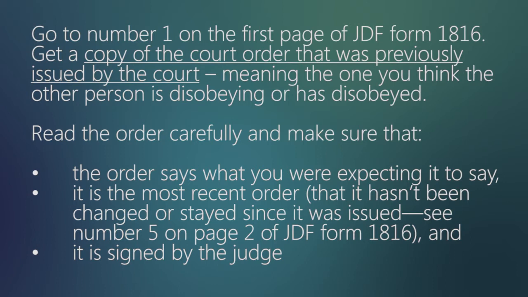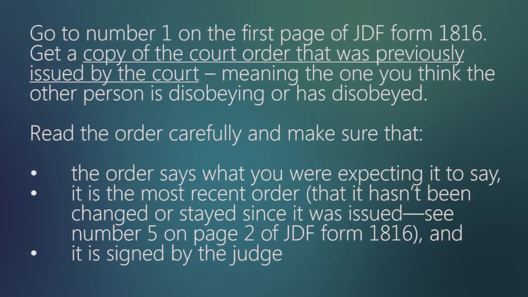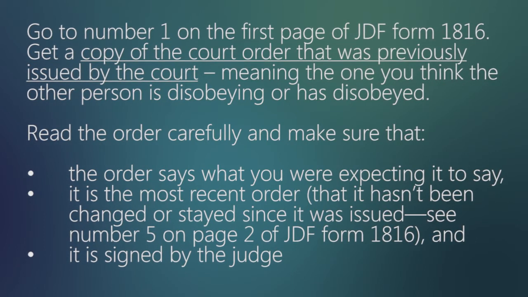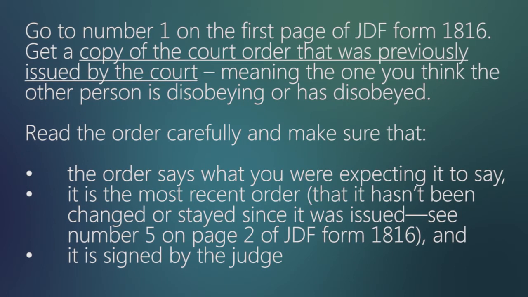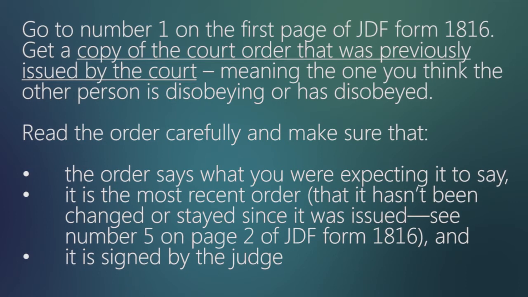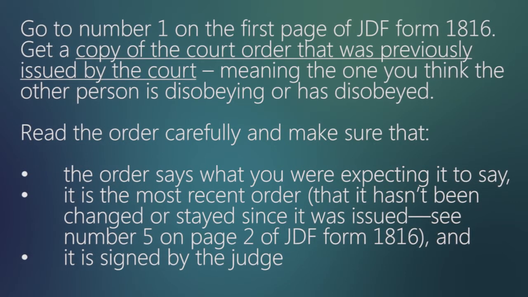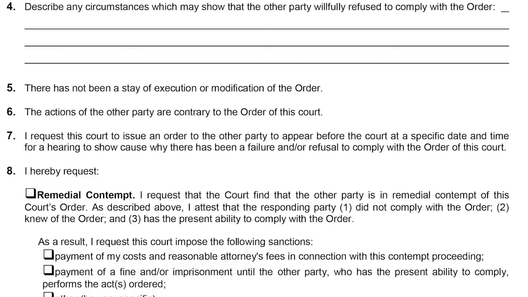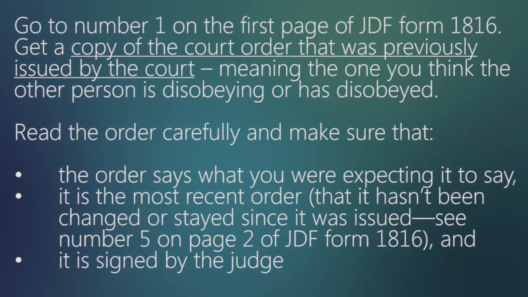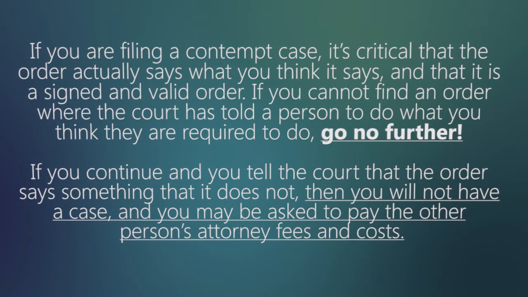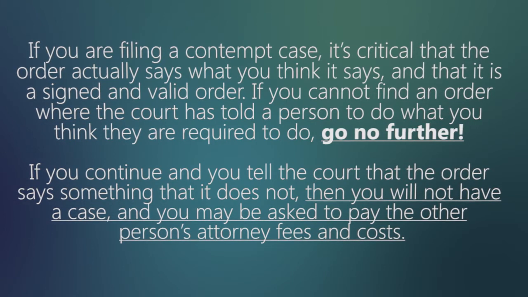Go to the number 1 on the first page of the JDF Form 1816. Get a copy of the court order that was previously issued by the court, meaning the one you think the other person is disobeying or has disobeyed. Read the order carefully and make sure that the order says what you are expecting it to say. It is the most recent order that hasn't been changed or stayed since it was issued, see number 5 on page 2 of the JDF Form 1816, and it is signed by the judge. If you are filing a contempt case, it's critical that the order actually says what you think it says, and that it is a signed and valid order.